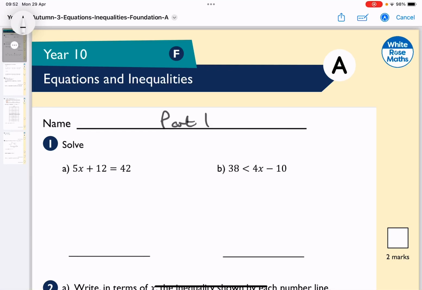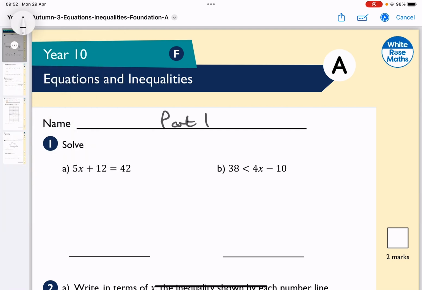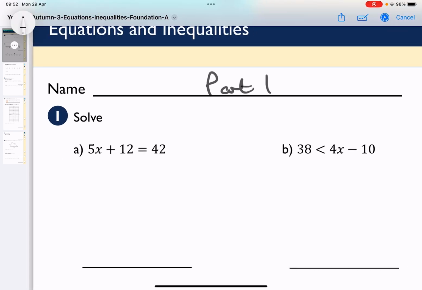Okay, next topic for Year 10 Foundation, Equations and Inequalities, Part 1. First of all, what we're doing with solving equations. Here, the first one, 5x plus 12 equals 42.